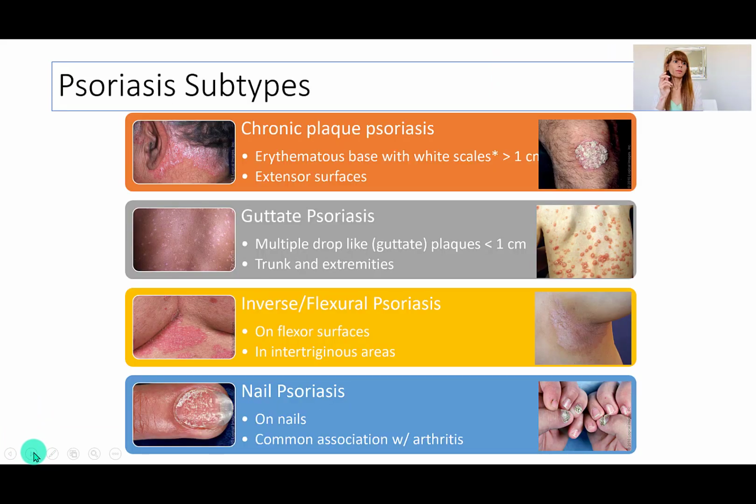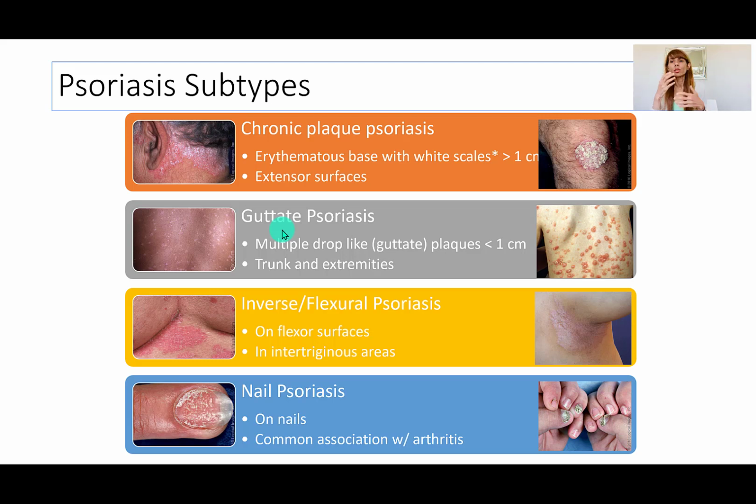So psoriasis subtypes are going to be chronic plaque psoriasis, which is basically just chronic plaques. So they are going to be plaques present in the extensor surfaces or in the scalp area. They can be in the elbows and knees. Then there is guttate psoriasis, which is going to be basically in the form of coins, and that is going to be spread all over the body. It may be on the trunk.